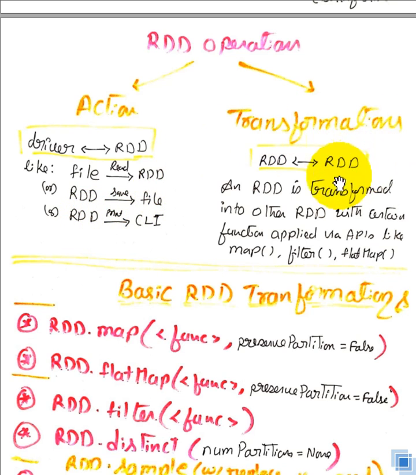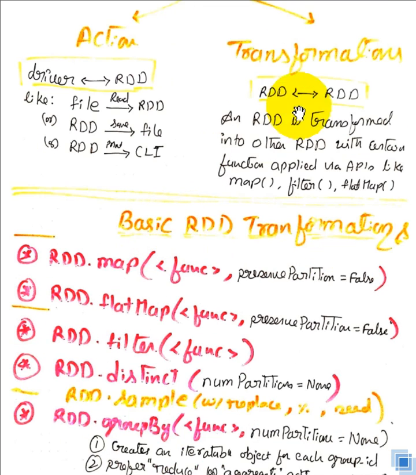Whereas transformation, an RDD is transformed into another RDD with a certain function applied, via APIs like map, filter and flat map. We'll see more of these APIs. So in transformation, basically an RDD becomes another RDD, whereas here an RDD would typically become a file, or an RDD prints or outputs into the command line interface. Okay, so those are the actions, and this is the transformation.